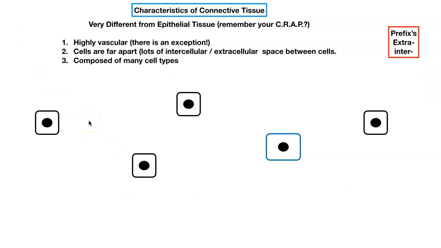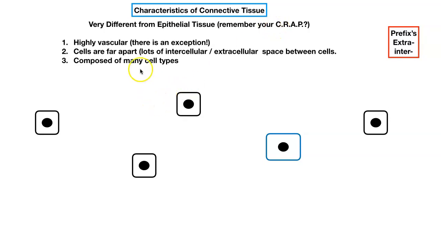Now, the characteristics of connective tissue. You already learned about the characteristics of epithelial tissue, your CRAP. Make sure you understand your CRAP. Now, the characteristics of connective tissue are different. C for epithelial tissue stands for cellularity. The cells are close together. There's no intercellular space in epithelial tissue.